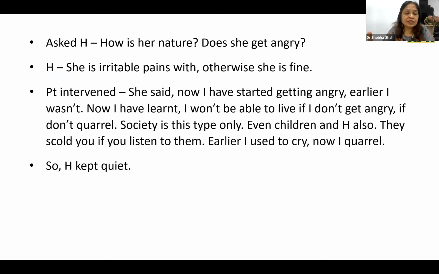So I felt that she was sensitive to morals. And then I asked the husband, can you tell me something about her nature? Does she get angry? The husband said, yes, she is irritable whenever there are pains, otherwise she's fine. The patient immediately intervened and said, now I have started getting angry. Earlier I wasn't. Now I have learned that I won't be able to live if I don't get angry. If I don't quarrel, and the society is also of this type, that is why I have to get angry. And then the husband did not say anything much.